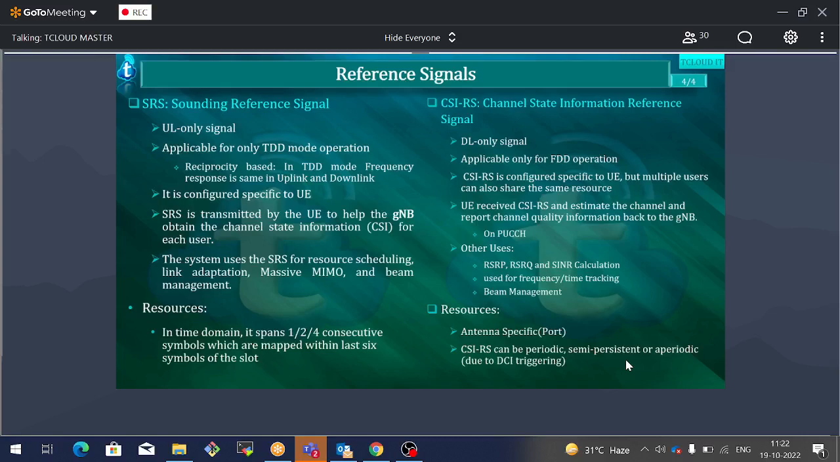But if this is an FDD operation, we would be using this CSI-RS, where your uplink channel conditions and downlink channel conditions are different. So the mobile will have to estimate the CSI values for the downlink MIMO matrix that the gNodeB needs to apply, for which the mobile needs to estimate the channel conditions in downlink. If you make the mobile equipment transmit the signal in the uplink, the gNodeB won't be able to calculate. Why not? Because the frequency is different. Uplink frequency is different. Downlink frequency is different. Channel conditions are different for different frequencies.